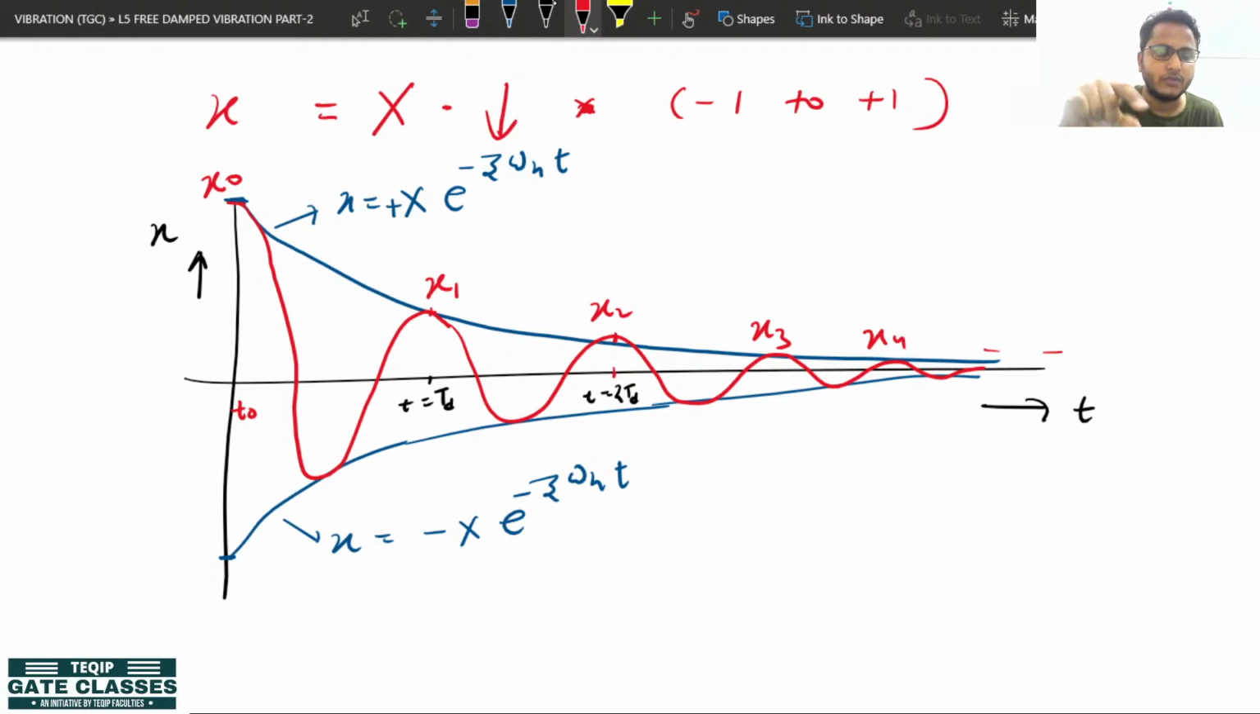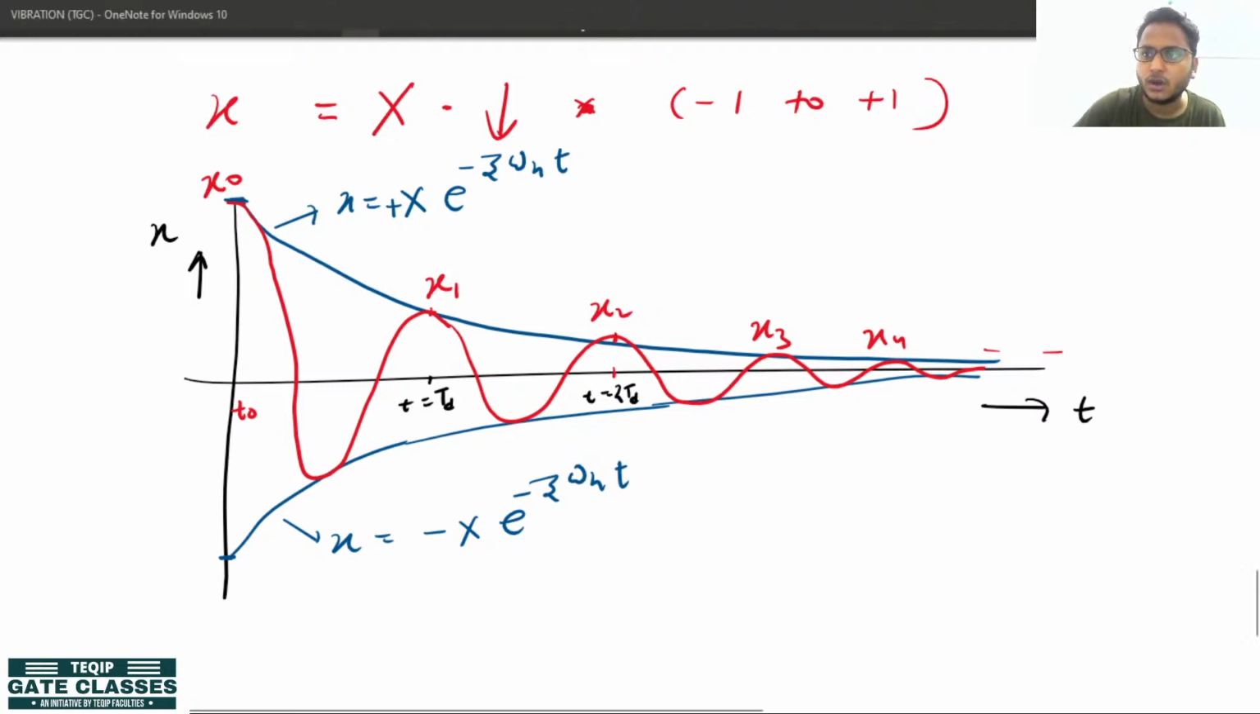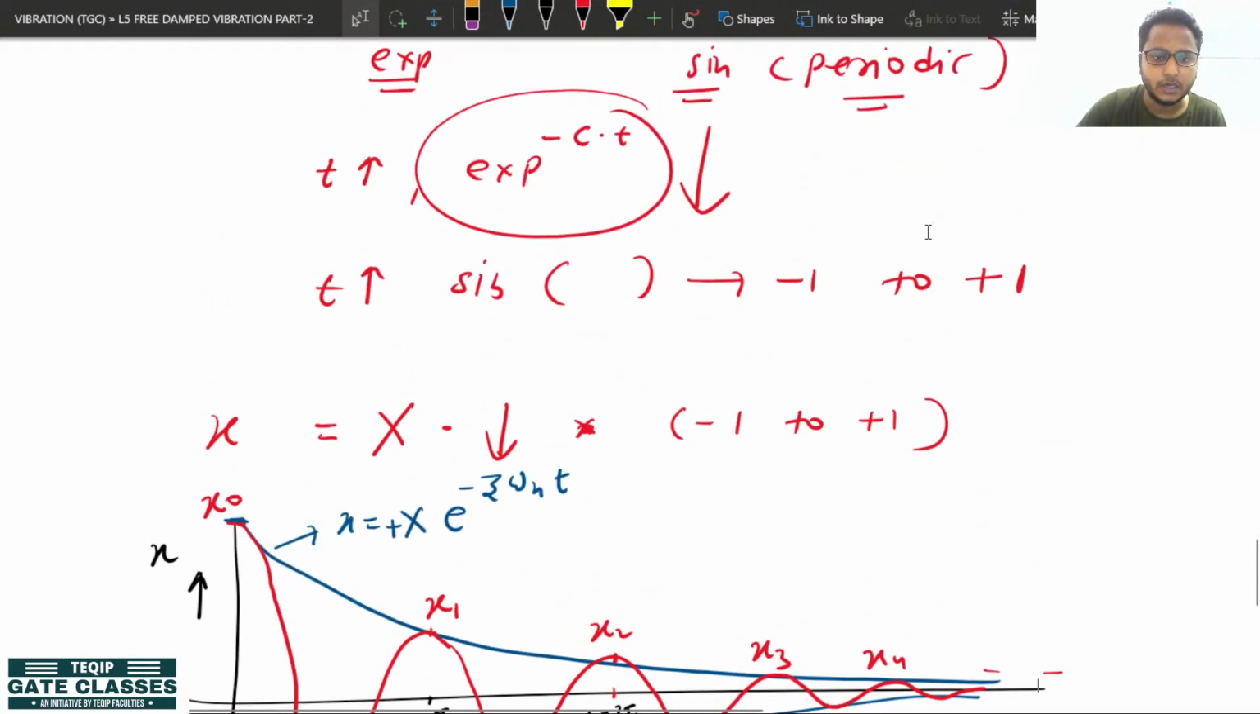We know the value of x naught, so how can we find out the value of x1? How do we find the value of x naught? x naught means at t equals 0, what is the amplitude? Okay, so we can discuss this in the next topic, which is logarithmic decrement. Okay, so this is an underdamped system.